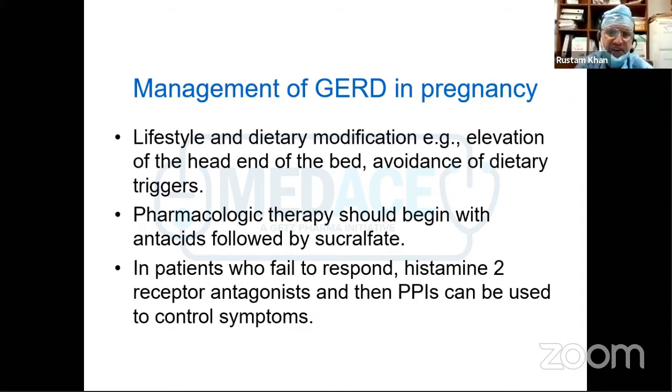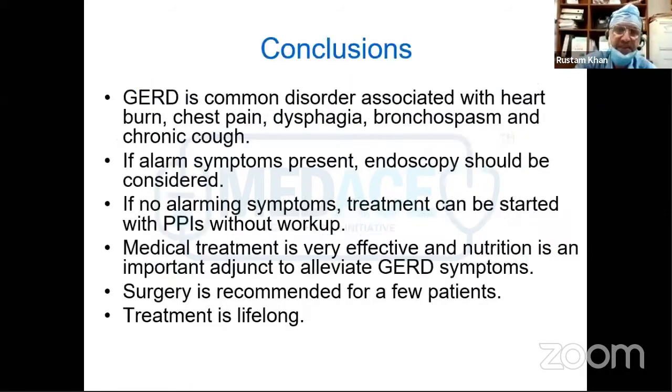In patients who fail to respond to H2 receptor blockers or sucralfate, then they can be considered for PPI, because PPIs are category B medicine and these are safe in pregnancy also.